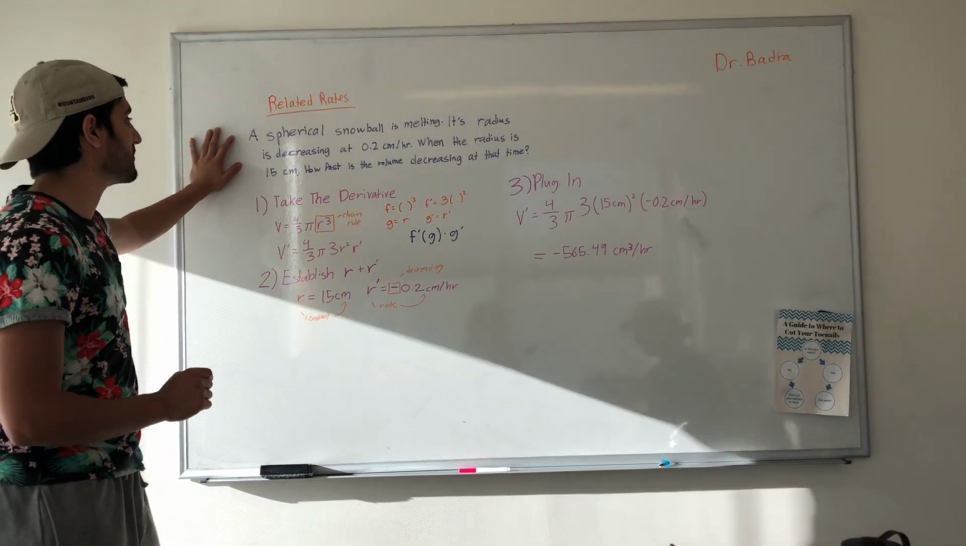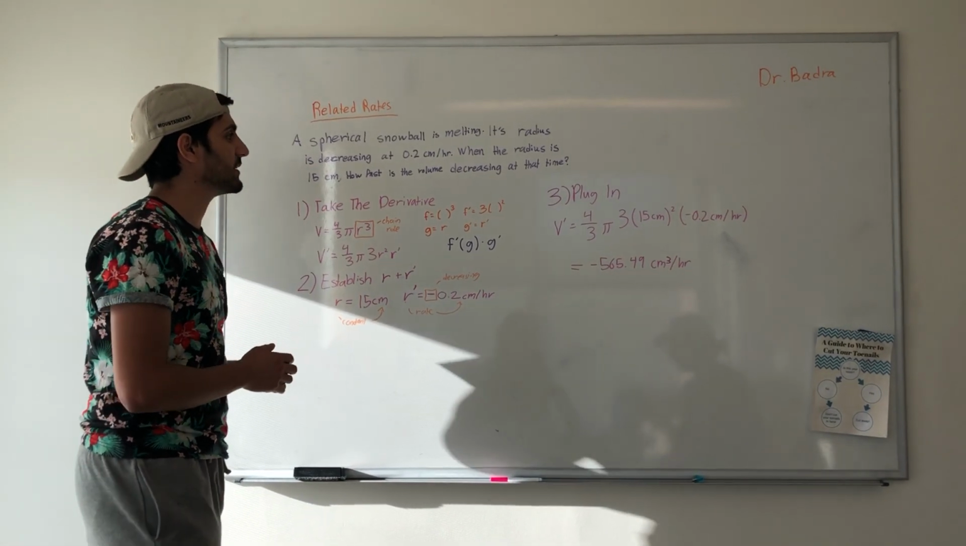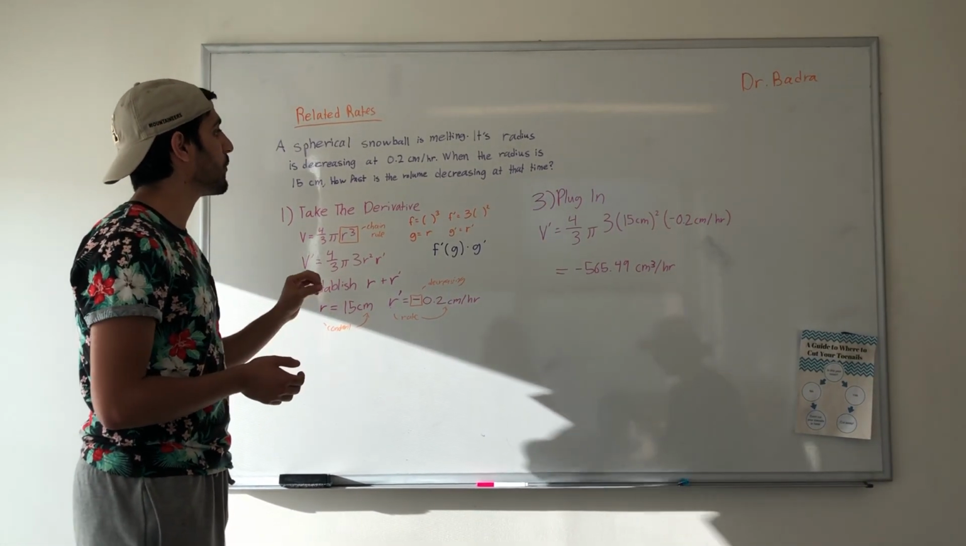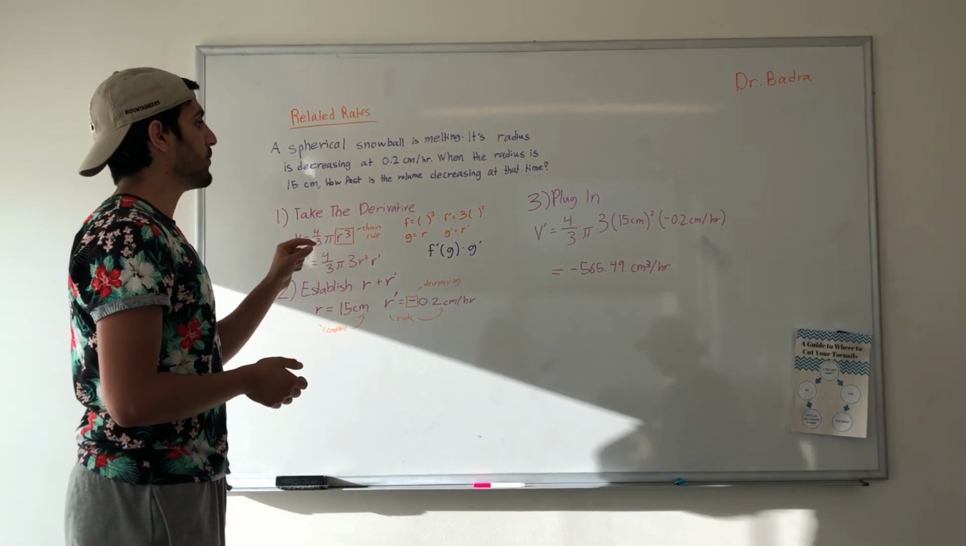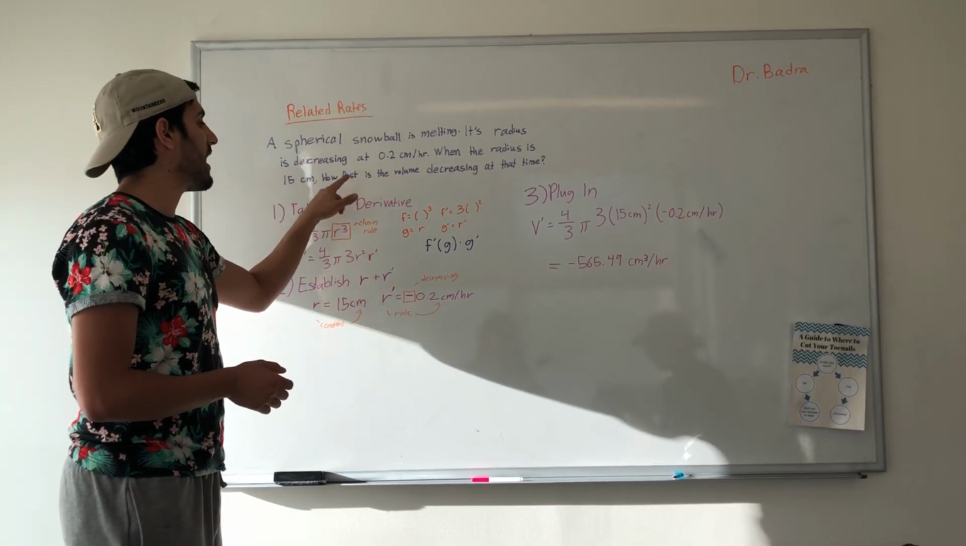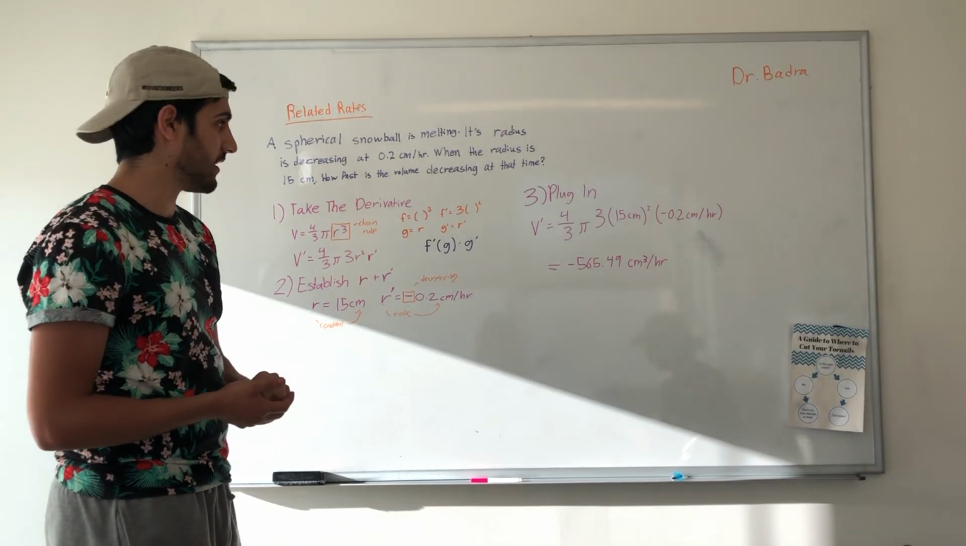So this is the example we have today. A spherical snowball is melting. Its radius is decreasing at 0.2 centimeters per hour. When the radius is 15 centimeters, how fast is the volume decreasing at that time?